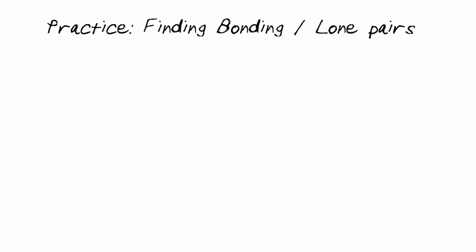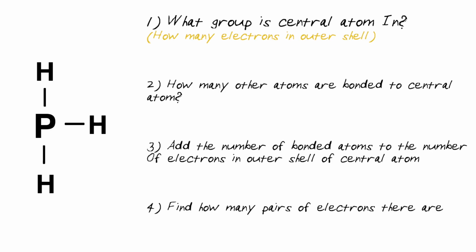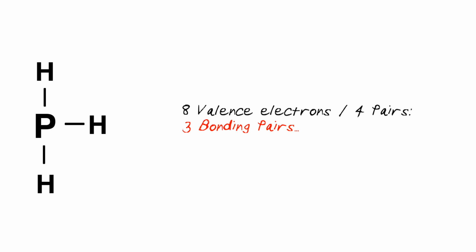Let's do the same thing with phosphorus trihydride, PH3. Phosphorus is in group 5. There is 3 things bonded to it. You add 5 and 3 to get 8. Divide by 2, you've got 4, which means there's 4 electron pairs in total. But we can tell from the fact that the molecular formula is PH3, there's only 3 actual covalent bonds. That obviously leaves a pair of electrons not bonded. This is a lone pair or a non-bonding pair of electrons.